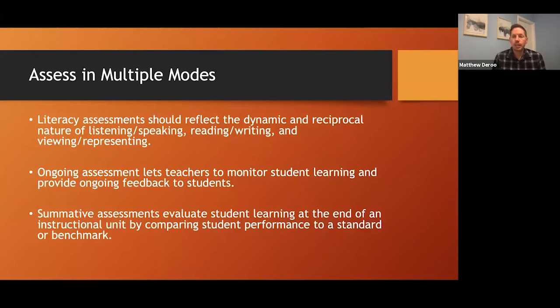So I would really challenge and encourage you to take inventory of your assessment practices. My assumption or guess is that most of the assessment is written. Are there ways to do other forms of assessment beyond just writing something down?